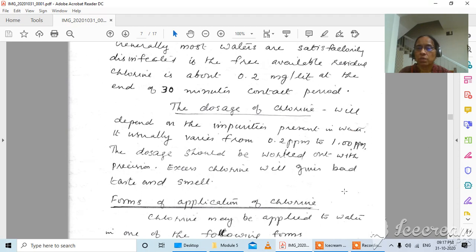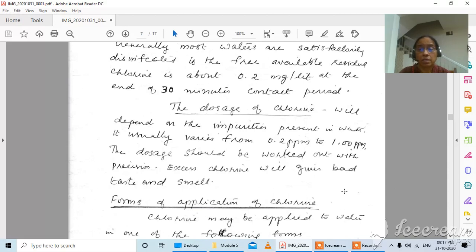but you have to work out the dosage based on the requirements. Based on the requirements means, what are the requirements? First one is the disinfection, then second one is the oxidation of the organic as well as the inorganic impurities present in the water. So this value you have to identify by doing the testing in the field. Okay, now this excess chlorine will give bad taste and smell.